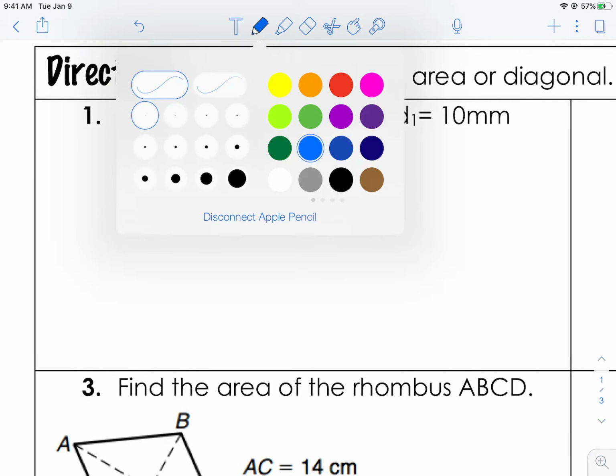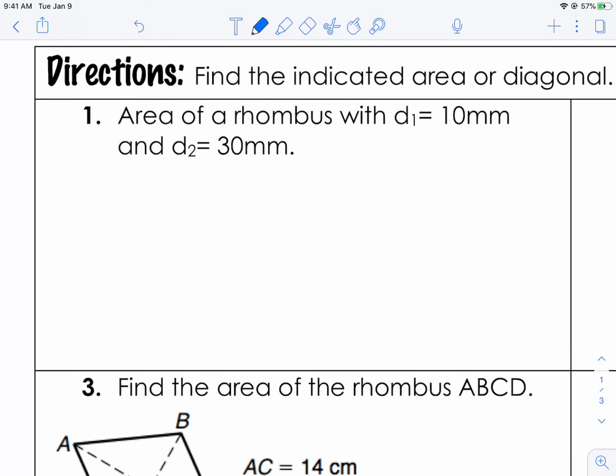The area of a rhombus: diagonal 1 is 10 millimeters and diagonal 2 is 30 millimeters. All you have to do is plug it into the formula. So 1/2 D1 D2, where D1 is 10 and D2 is 30. That comes out to be 1/2 of 300, which is 150. Since we're finding area, we square our units. So the first one is just 150 millimeters squared.